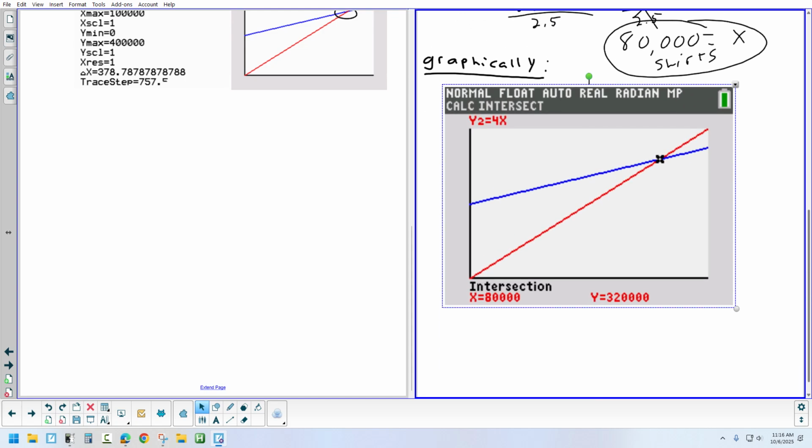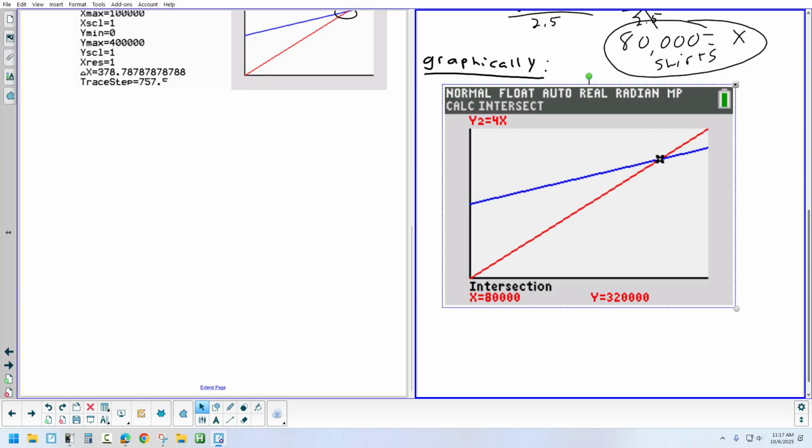So now, what would be the cost for the company if they make 80,000 shirts? $320,000. What would be the revenue for the company if they make 80,000 shirts? 320,000. The cost and the revenue are exactly the same. What would be the profit? So at this point, it cost them $320,000 to make the shirts, and they took in a revenue of $320,000. So what would their profit be?